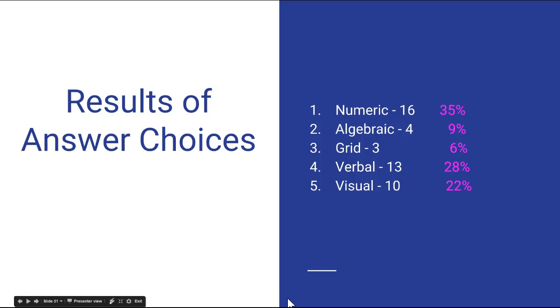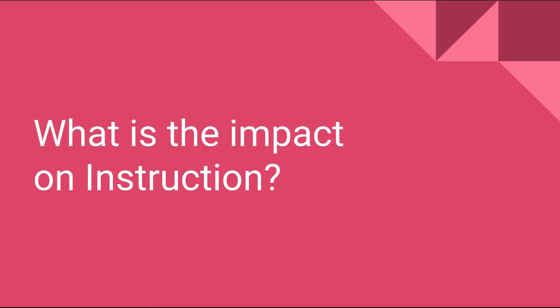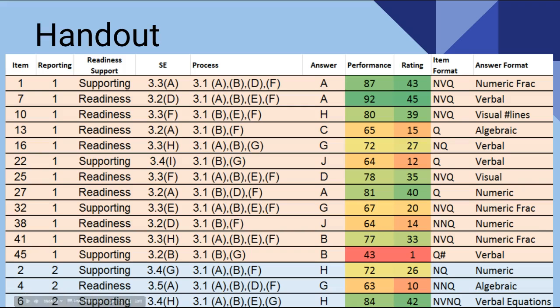Numeric, 35% of the test. Algebraic, 9%. Griddable, 6%. Verbal, 28%. And visual, 22%. So notice it was heavy on numeric, verbal, where the kids have to explain, or the visual. There will always be just 3 grades on the test. So what is the impact on instruction with these results? If you're thinking you need a variety of answer choices, you're spot on.